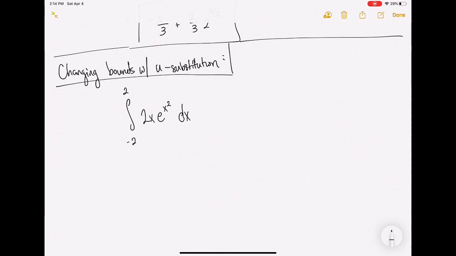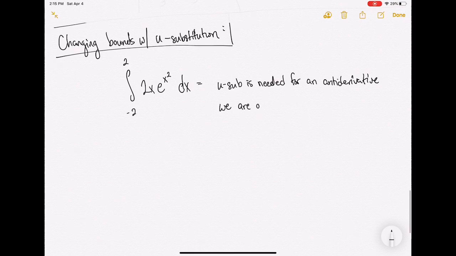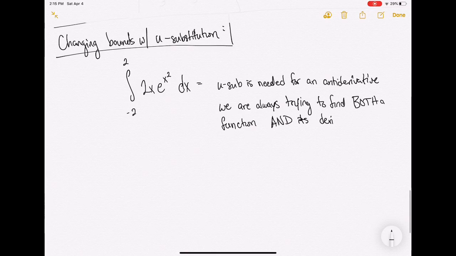Now, if we wanted to take an antiderivative, everyone would say U substitution is needed. And so we're going to do U sub, and I chose this problem because the U sub is relatively straightforward. Every single time you do U sub, I'll just write this down really quick. We are always trying to find both a function and its derivative inside the integral.